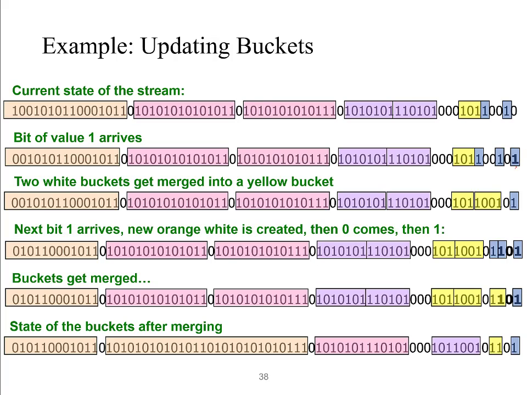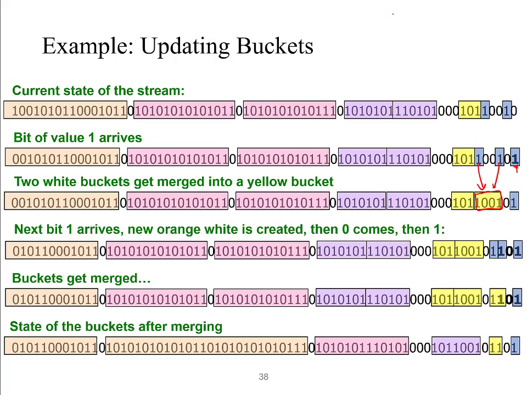Then we create a new bucket for the new bit. In this case, we would have 3 buckets of size 1. So what we do is combine these 2 buckets into a new bucket. This new bucket contains 4 bits here. In this case, we have one bucket of size 1 and two buckets of size 2.